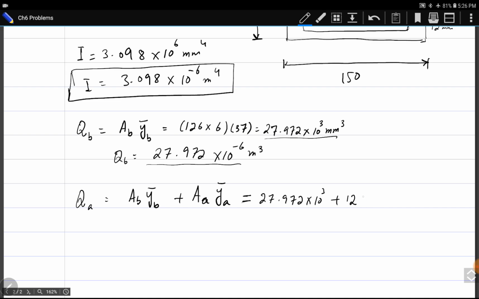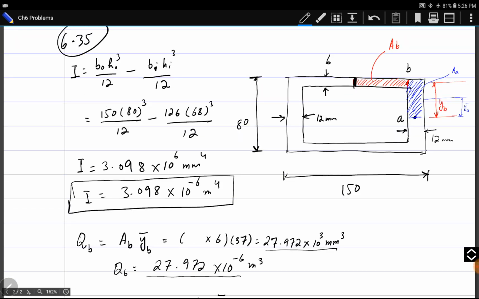Into 40. Sorry, before this I want to make some correction. This QB has some problem. There's some correction which I need to do. This is not 126, it is half of the 126. There is some mistake in our calculation. It is 63.